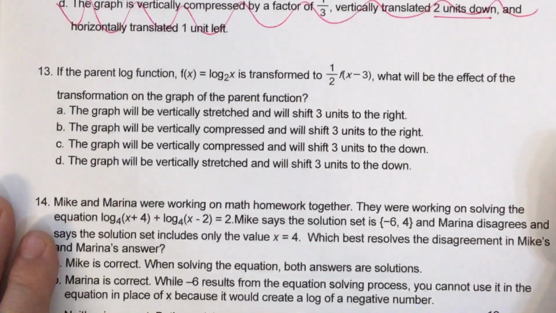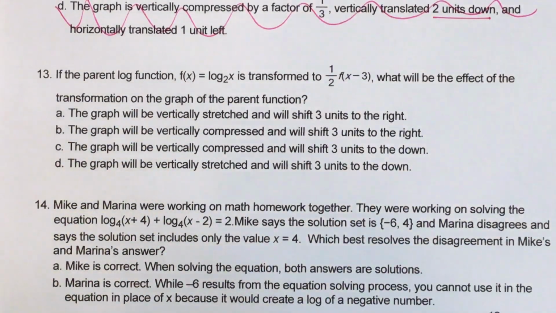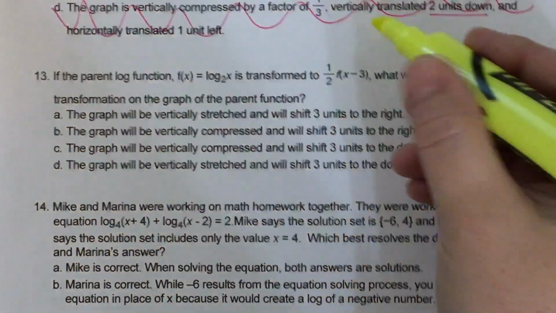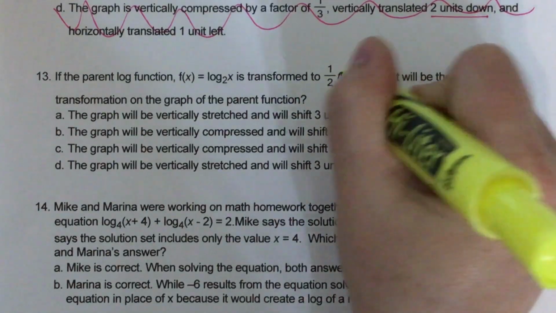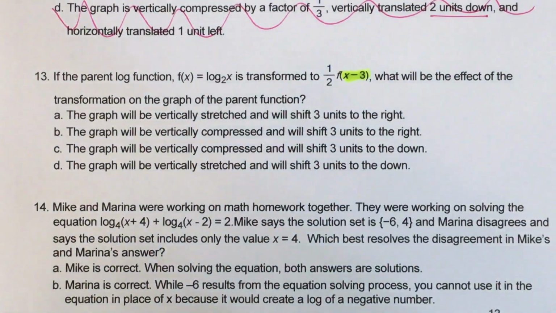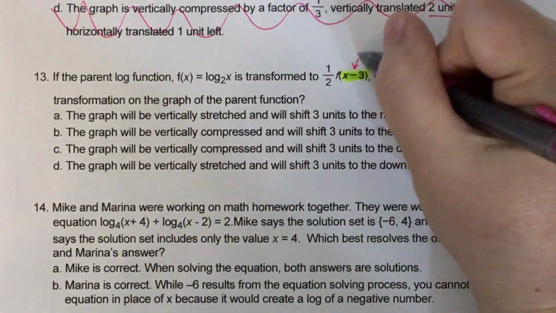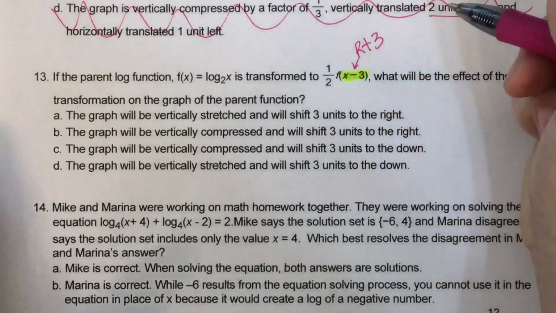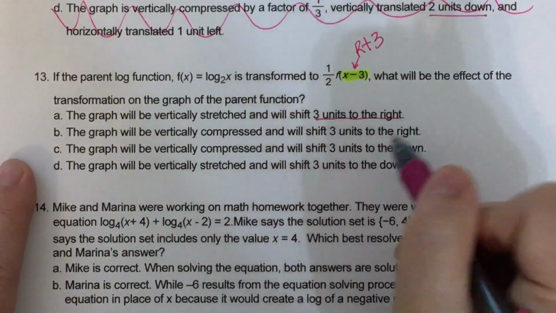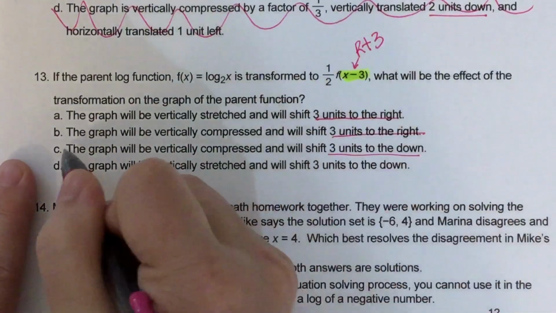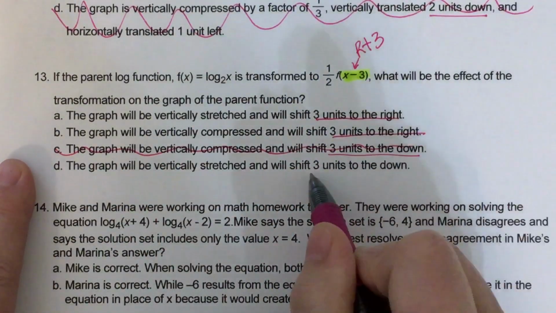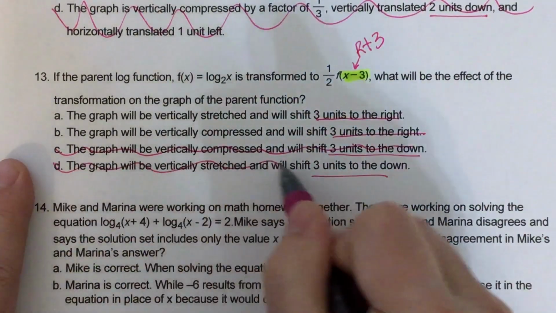Okay, this one. So first let's deal with the parentheses. So parentheses, remember, is left, right, but always opposite. So a minus makes it go to the right. So it's right 3. So let's just look for right 3. 3 to the right, 3 to the right, 3 down. Oh, nope. 3 down. Nope.